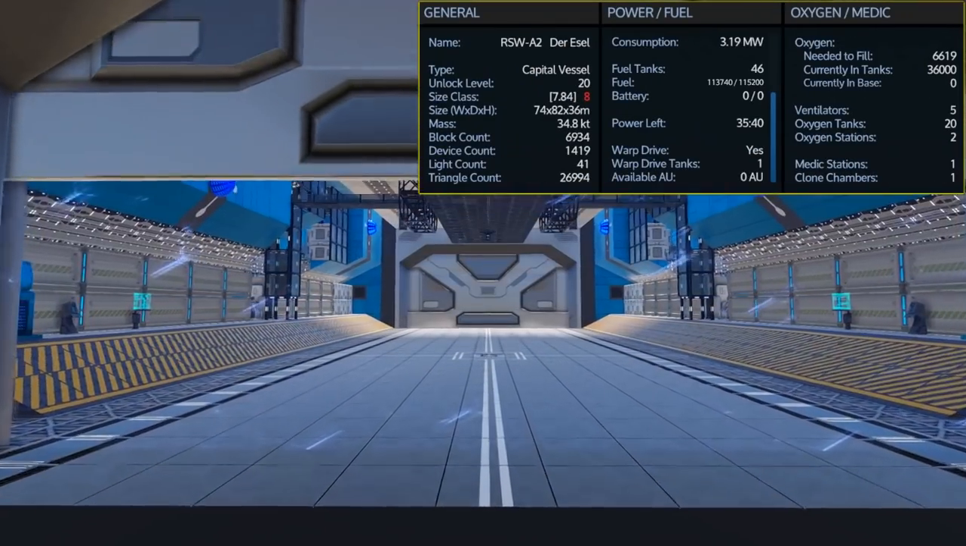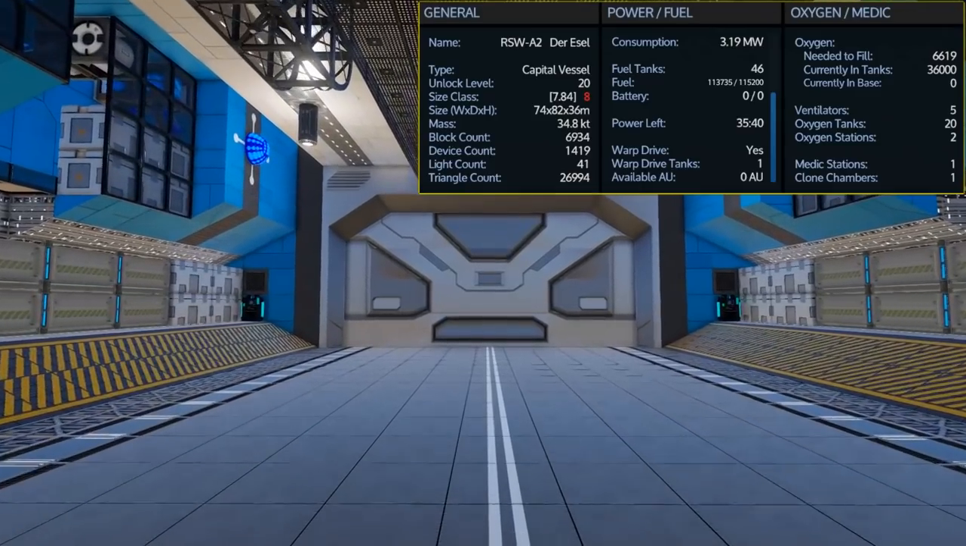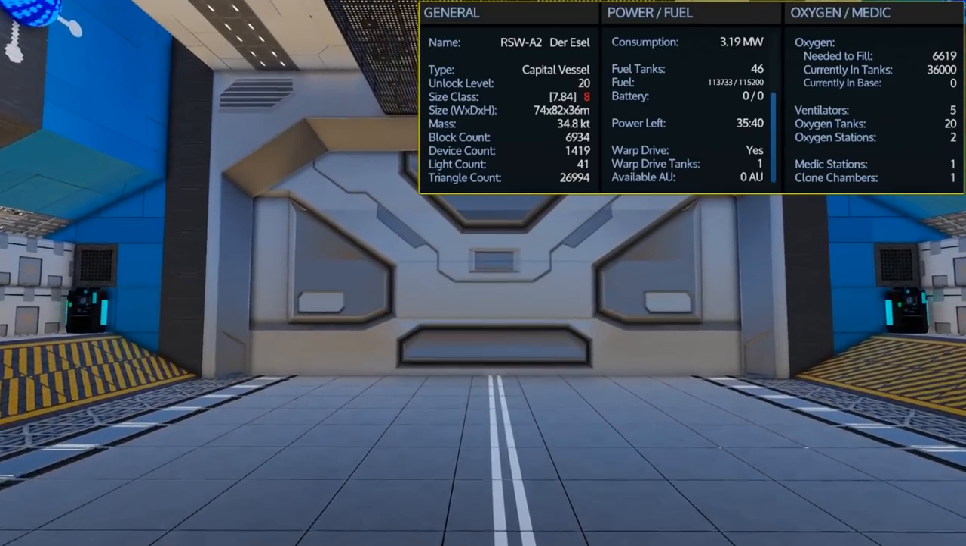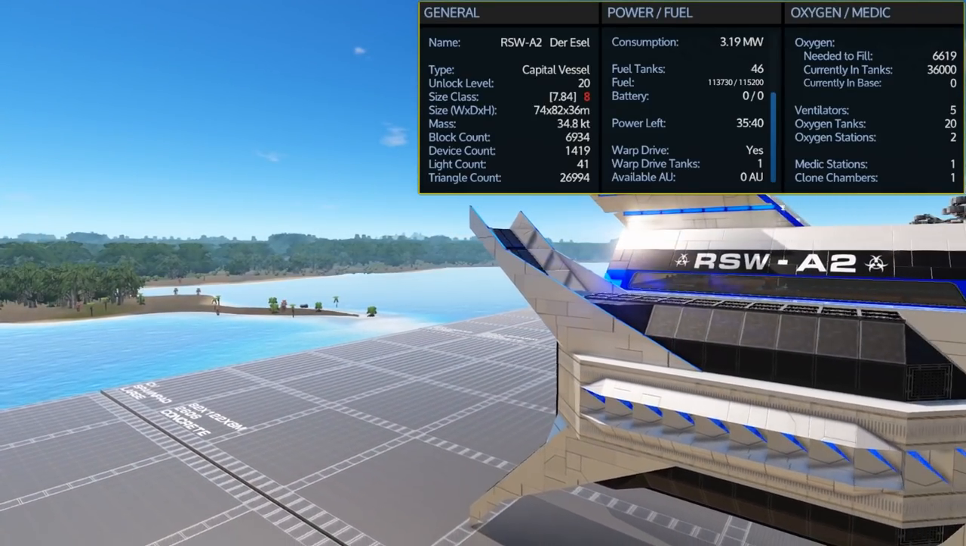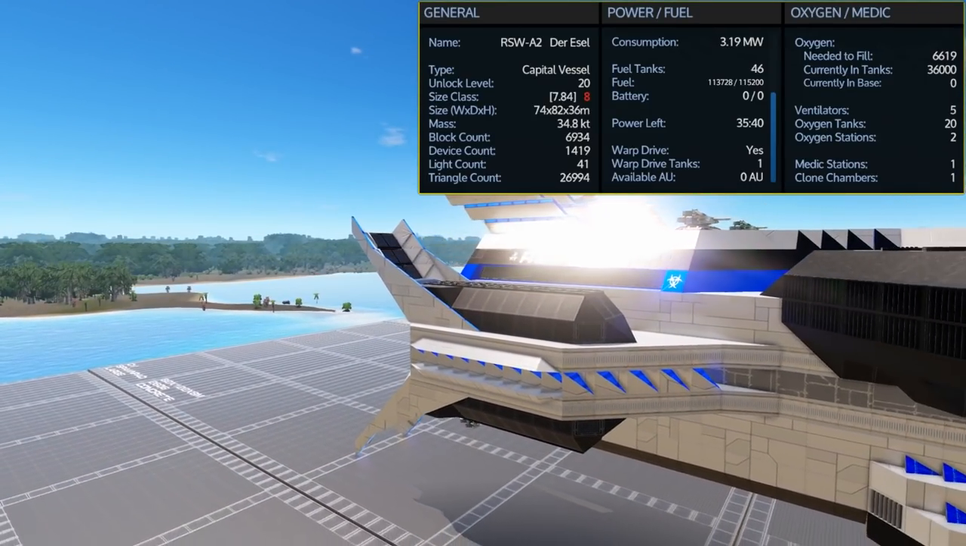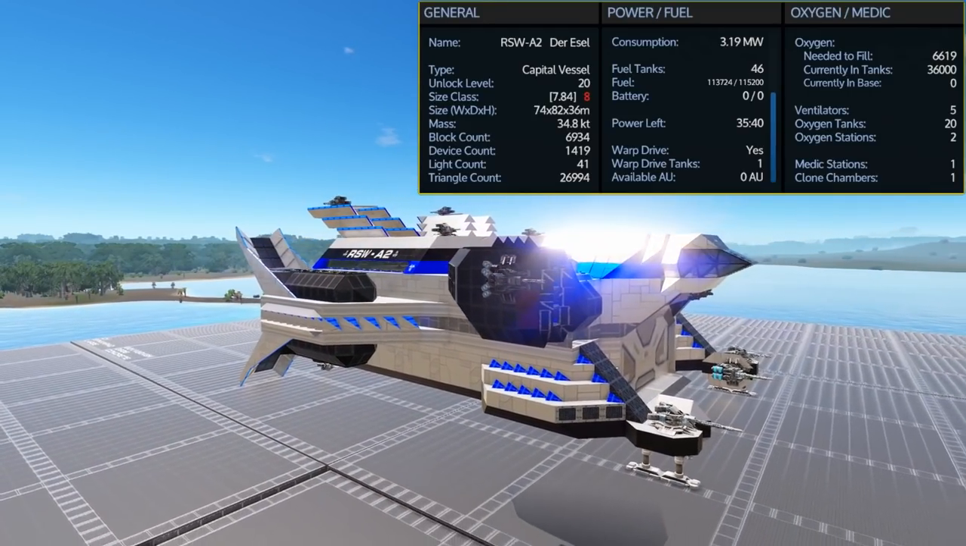Again, this is the RSW-A2 Der Esel, and it is an unlock level 20 size class 8 capital vessel. It comes stocked with 46 fuel tanks, giving you a total capacity of 115,200 fuel. And with the thrusters turned off and docked sitting still, I have almost 36 hours of use.